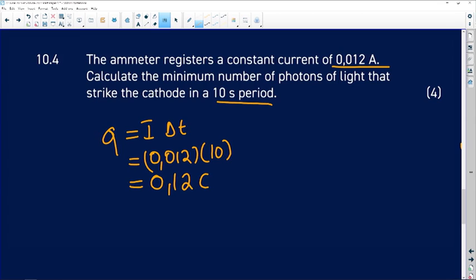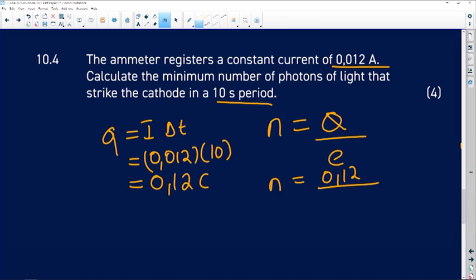But what are we looking for? We are looking for the number of photons, which are electrons in this case. So we can say n is equal to the charge over the charge of an electron. Do we know our charge? Yes, our charge is 0 comma 1 2 over the charge of an electron here, which will be 1,6 times 10 to the power negative 19.